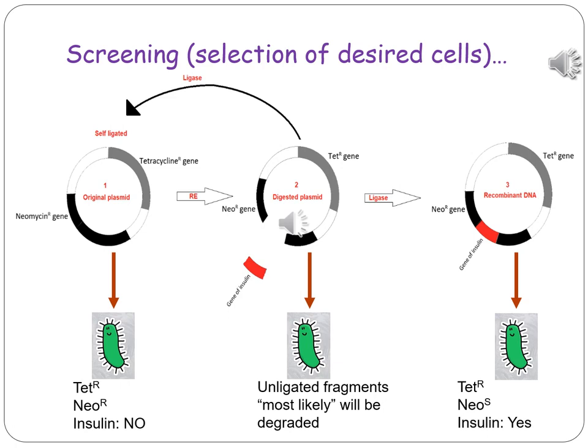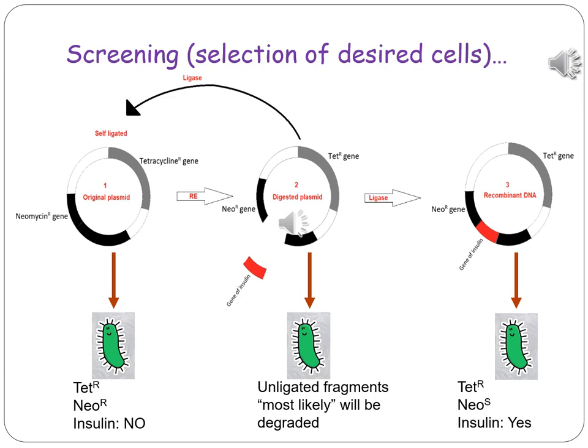The first one, the neomycin resistant gene, is used to differentiate between the transformed cells, which of them have the original plasmid and which of them have the recombinant DNA, because we know that the neomycin resistant gene will have the insert if the ligation went well.